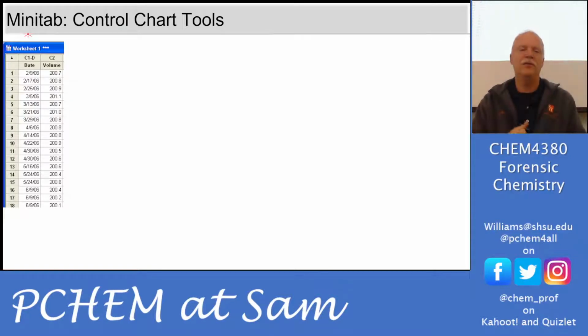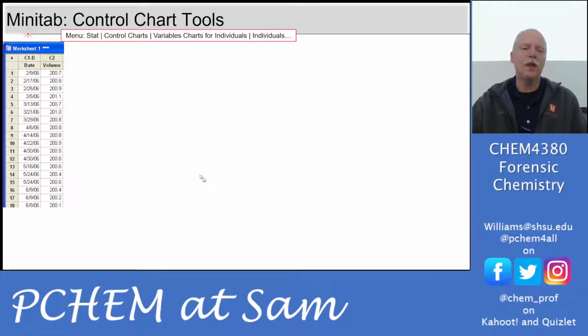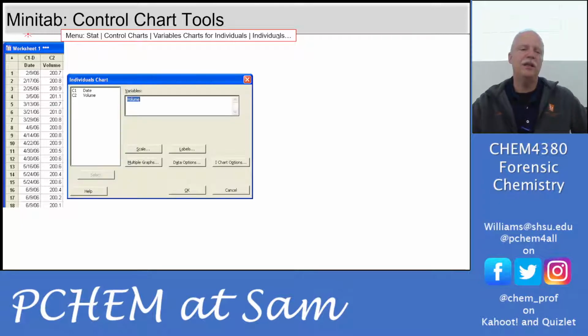So there's all kinds of programs out there that can help you with this. And so if you go under Stat, Control Charts, Variables for Individuals, then you get this dialog box and you just drag the variable that you want to chart out here. So I've got pipette volume here. So this is an example of checking a pipette volume daily to make sure that nothing's happened with your pipettes.